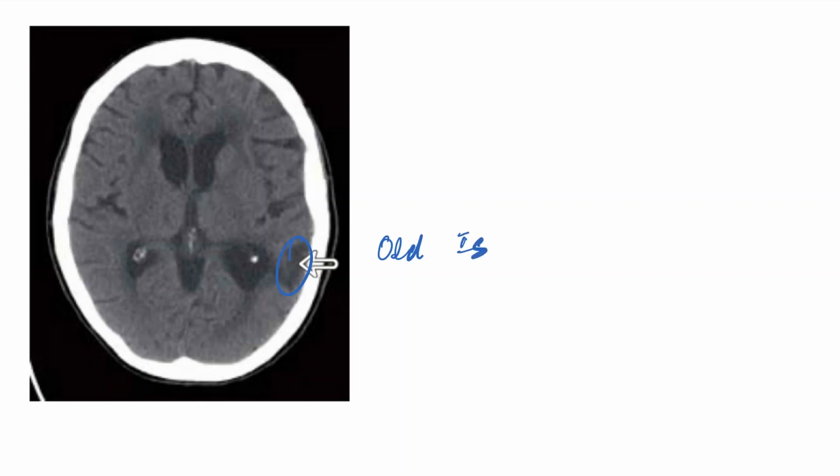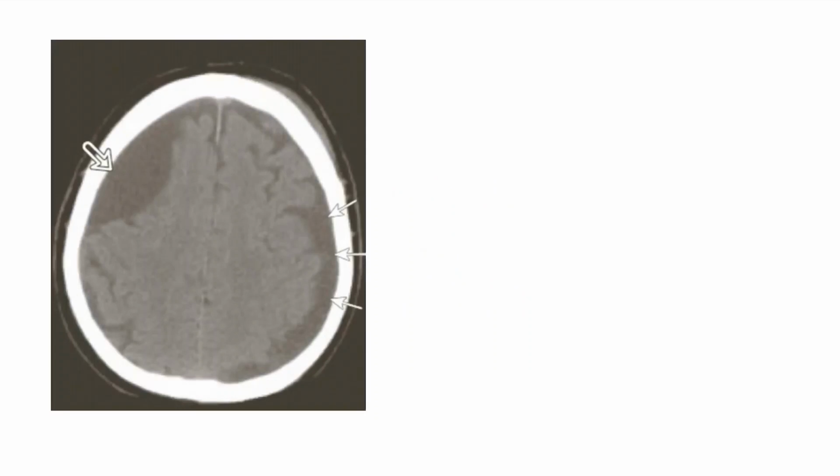This picture shows old ischemic infarction. This picture shows a hemorrhage which is crescent or semilunar shape. We have discussed this earlier. If it is crescent shape, it is subdural hemorrhage, and this is isodense, so it is subacute subdural hemorrhage.